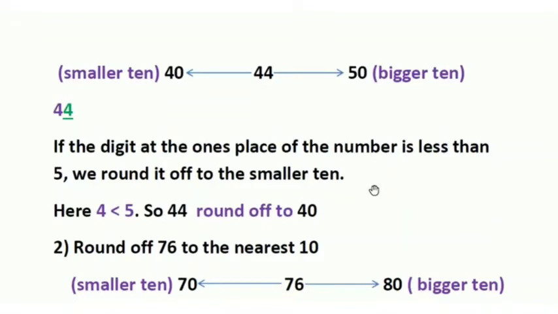The next question: round off 76 to the nearest 10. Now first you think, children. Which two numbers does 76 lie between? 70 and 80. Now 6 is above 5. It is nearer to 80, so it rounds off to 80.